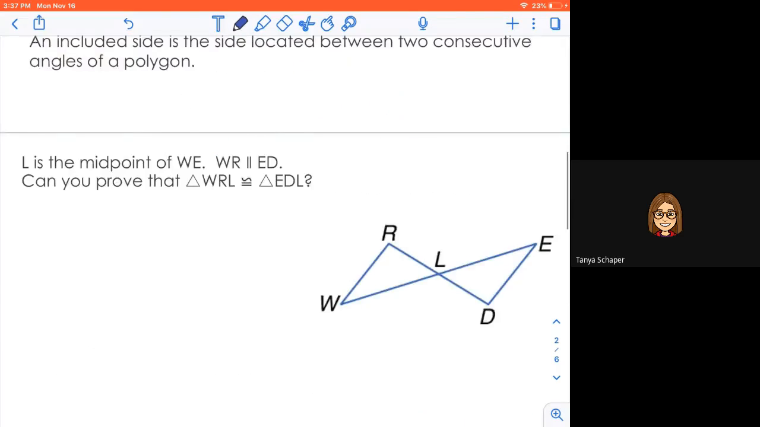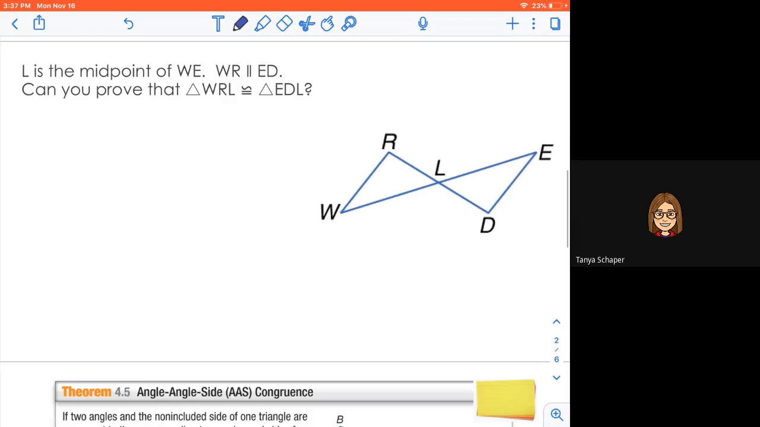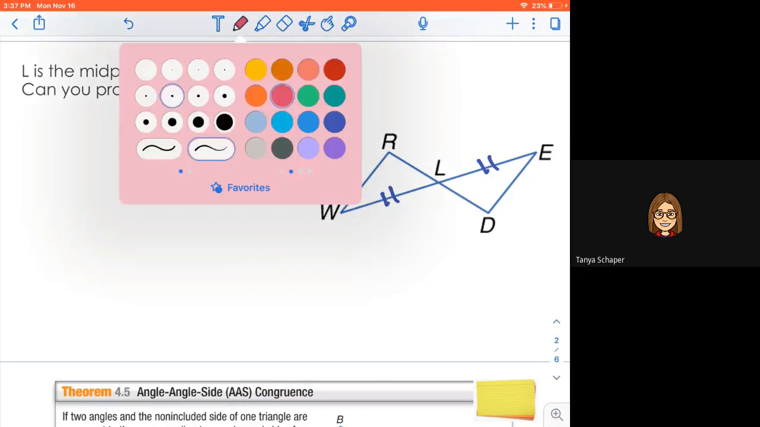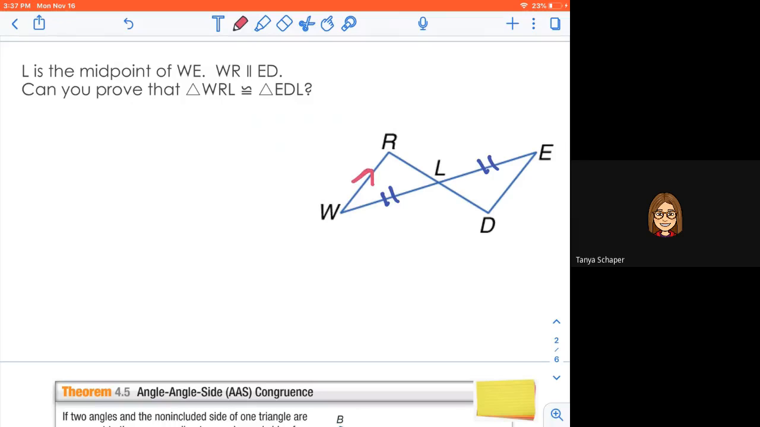So here, let's talk about, can we prove that these two are congruent? L is the midpoint of WE. So we know from the midpoint theorem that if L is the midpoint of WE, then WL and LE are going to be the same measurements, because of the midpoint theorem. Then we know that WR is parallel to ED.